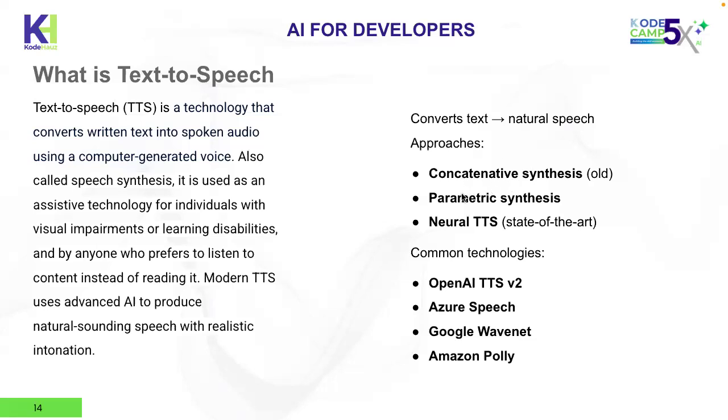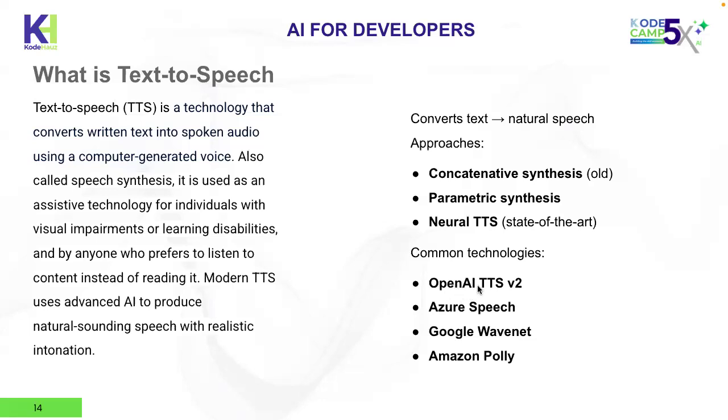The second one was parametric synthesis, which is basically an improvement over concatenative synthesis using some kind of additional parameterization, but it's still kind of the old method. The state of the art now is neural network based text to speech, where you have what we call end to end training. You give it the text and you give it the corresponding speech as training data, right? And it trains over a lot of this and it's able to generalize and generate its own speech that matches what we have there.